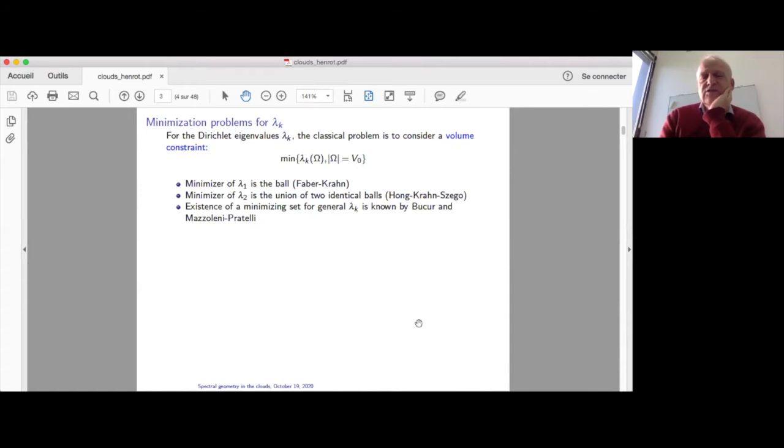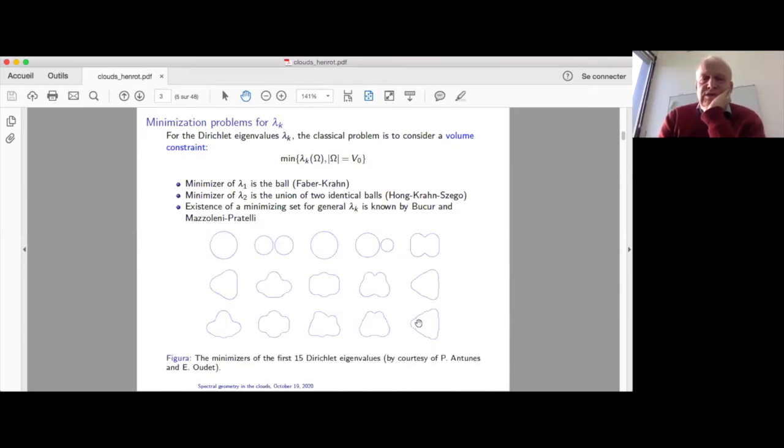They proved existence of a minimizing set, which is actually a quasi-open set. It's not known whether it is regular, or even open or not. And of course, many numerical simulations have been done. In particular here, you can see the optimal shapes obtained numerically for the first 15 eigenvalues.